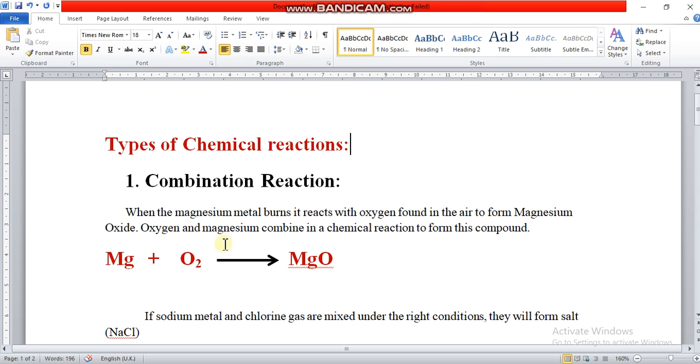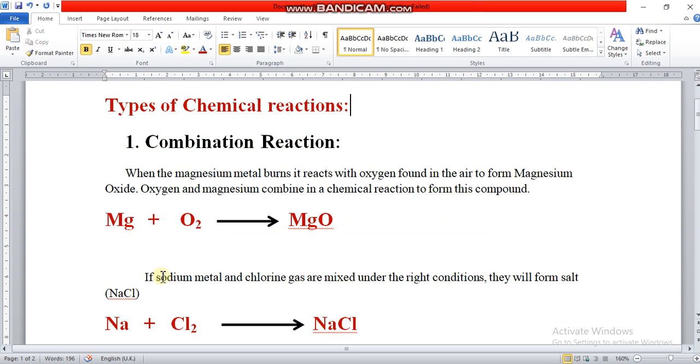So the oxygen and magnesium combine here. The magnesium reacts with the oxygen, gets combined with it, and forms a compound known as magnesium oxide. Here, magnesium and oxygen combine and form the compound magnesium oxide. So this is a combination reaction. By definition, when two or more chemical substances combine together and form a single substance, it is known as a combination reaction.